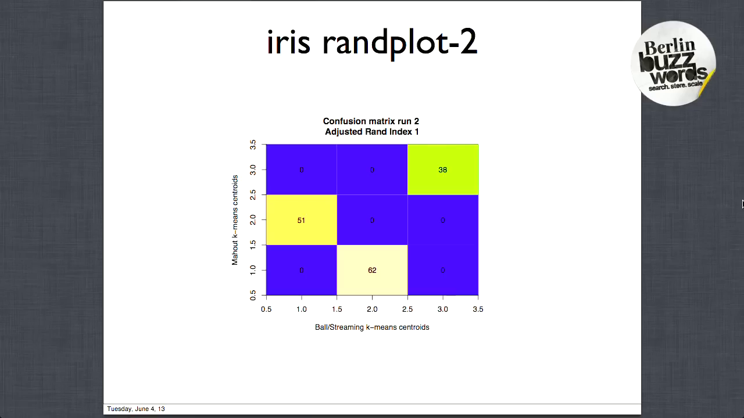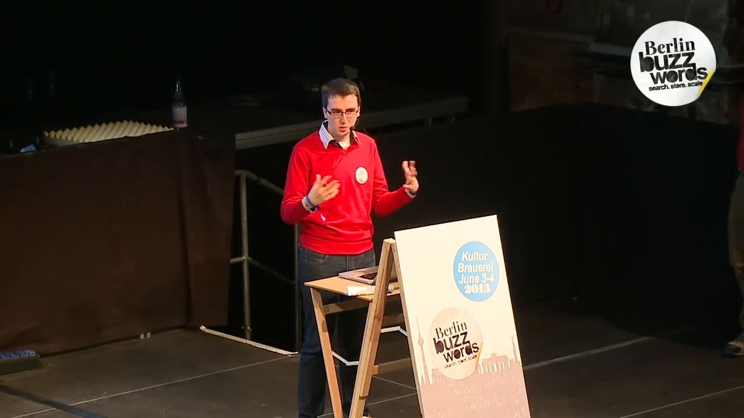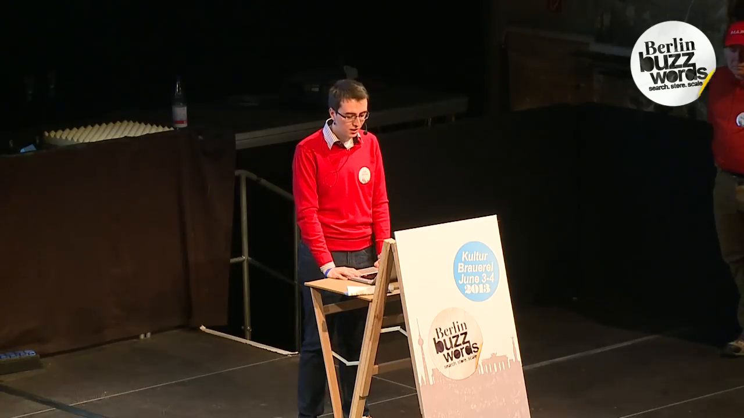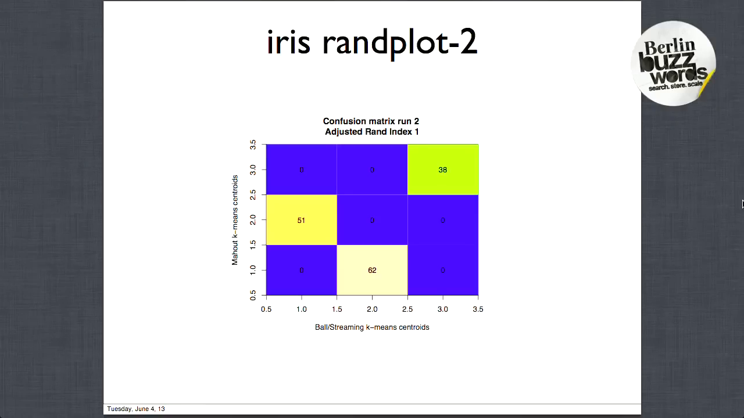If you look at cluster 1 in Mahout k-means, that has 38 points, and in ball streaming k-means, cluster 3 has 38 points. So you can see that they might be permuted, but they're the same. You have the exact same clusters. This is why the adjusted Rand index is 1 in this case. The adjusted Rand index goes from 0 to 1, and you can think of this as sort of like the percentage in which these things are similar. That's just an intuitive idea of what these do. So in this case, you got the exact same clustering. Hooray, it worked just fine using just 1 pass.